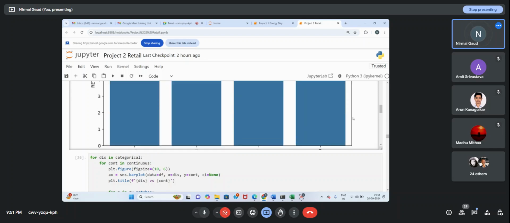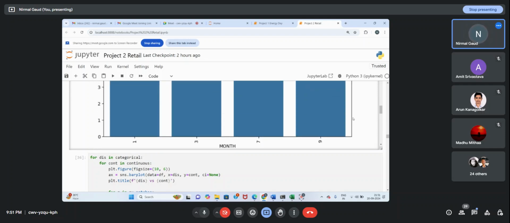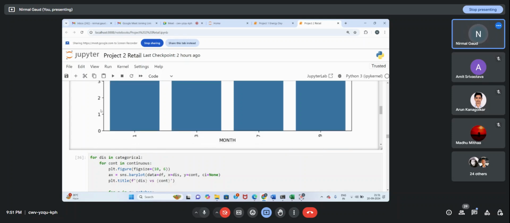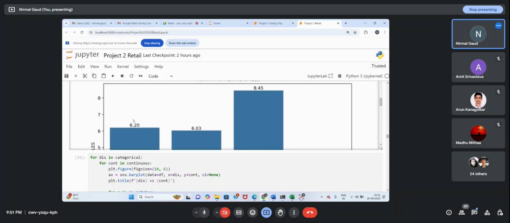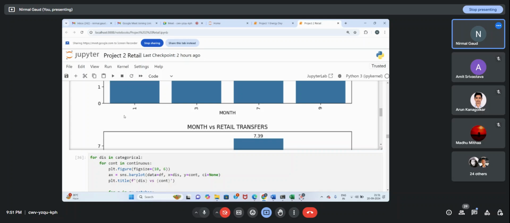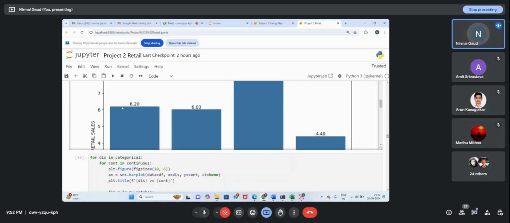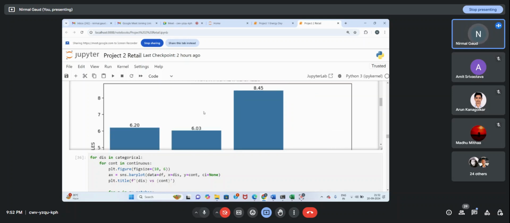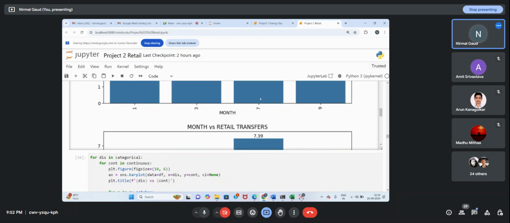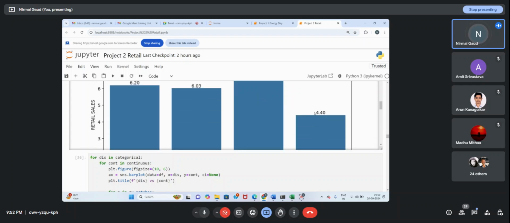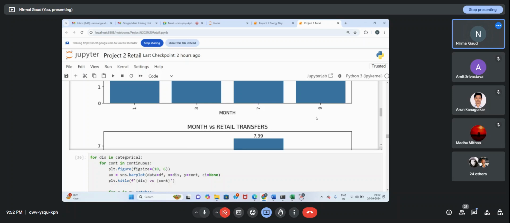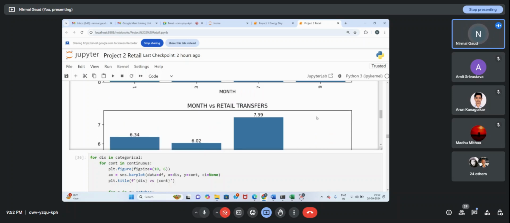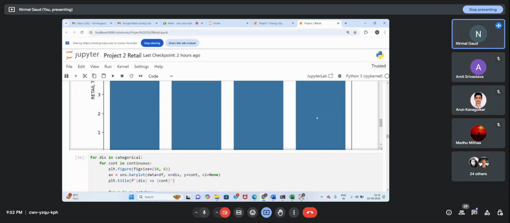Like this. Here, that means for retail sales, month number one, 6.20 is the average for month one. For month one, the average value of retail sales is 6.20. 6.03 for month 3, 8.45 for month 7, and 4.40 for month 9. Either you can have an average, or you can have a sum. Here, average is shown.